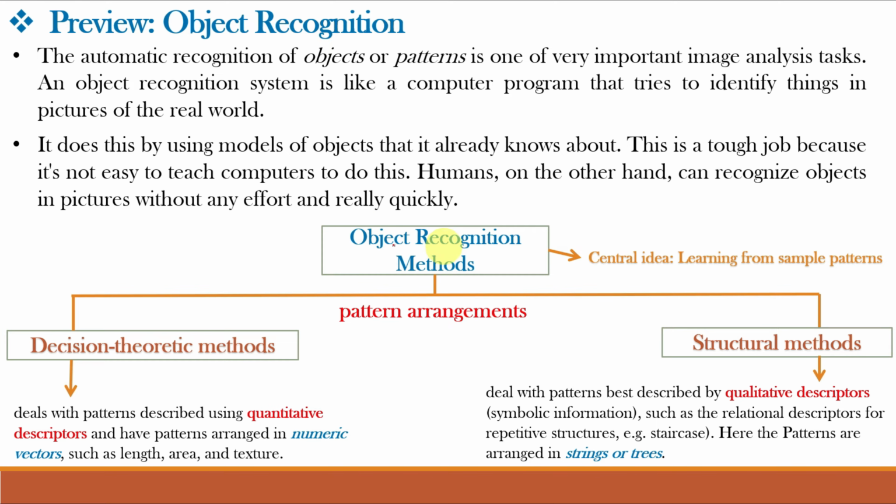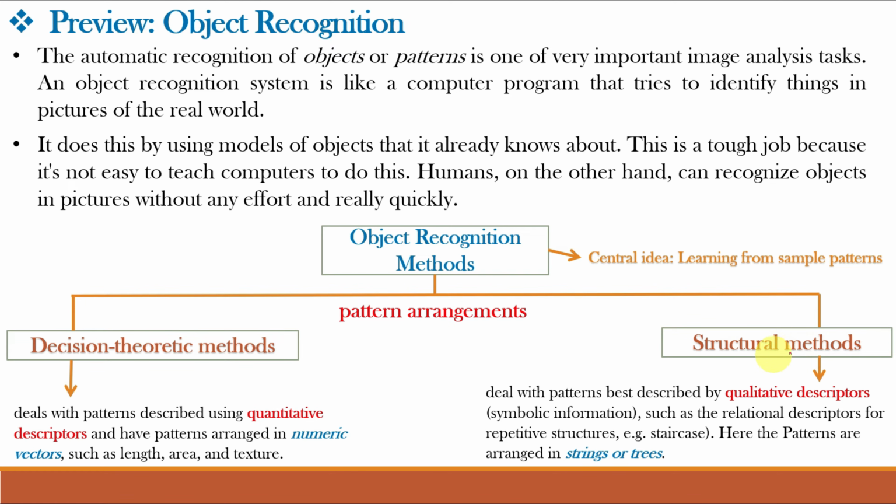The object recognition methods can be broadly classified into two categories: decision theoretic methods and structural methods. As the name suggests, the decision theoretic methods take the decision theoretically from the values which they get. So these methods deal with patterns described using quantitative descriptors, and have patterns arranged in numeric vectors such as length, area, texture. What is length? That is a quantity. What is area? What is texture? Those are different quantities, and therefore this is known as quantitative descriptors.